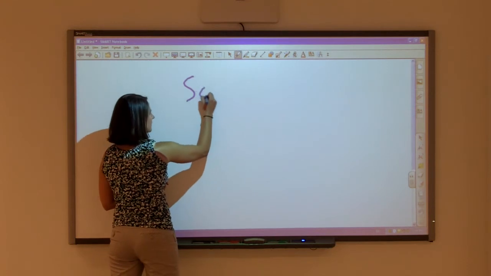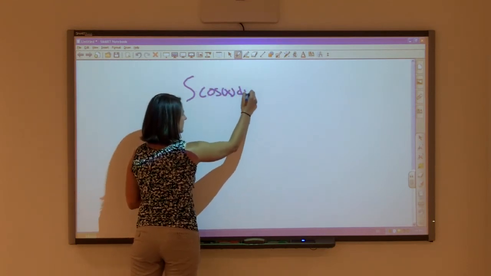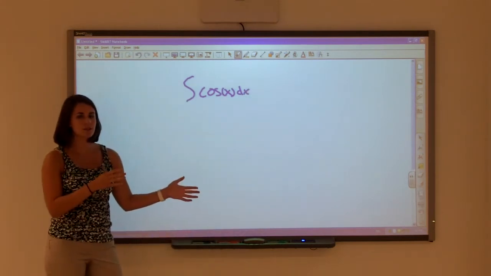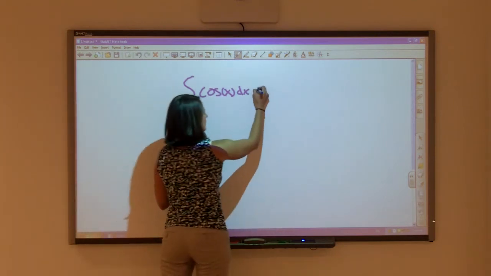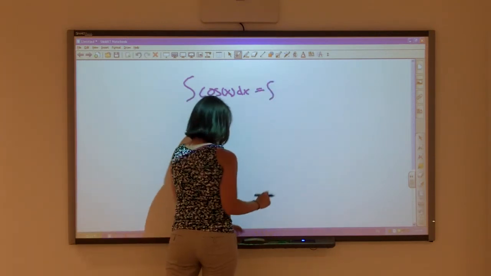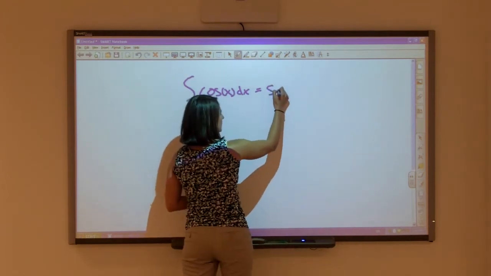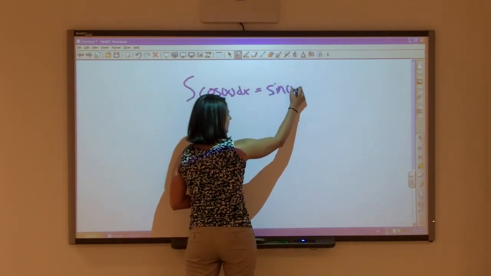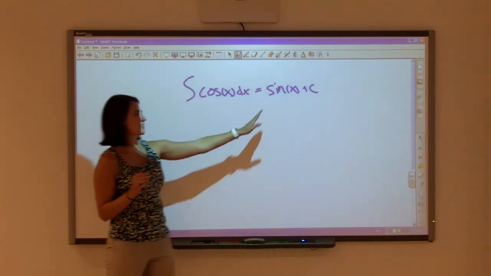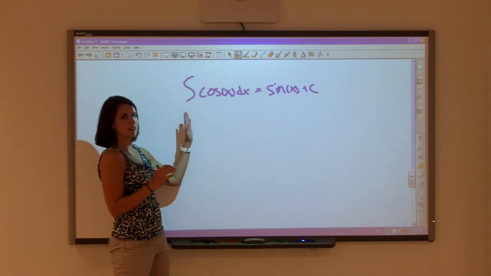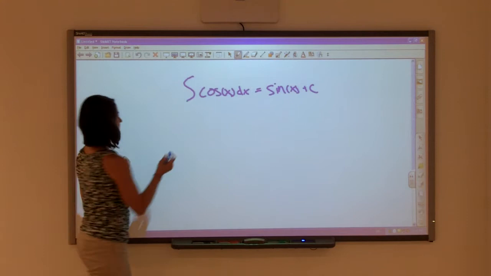So if you try to find the antiderivative of cosine of x dx, again you're asking what function, when you take the derivative of it, equals cosine of x. That's just going to equal sine of x plus your constant. Now you see how this works. If you take the derivative of sine, you get cosine. Take the antiderivative of cosine, you get sine. That's how it works.